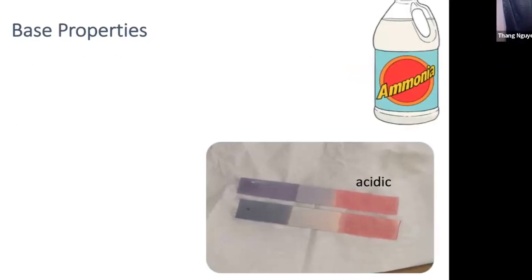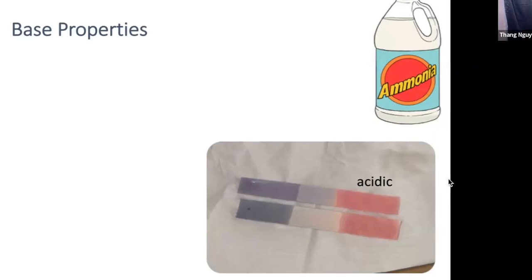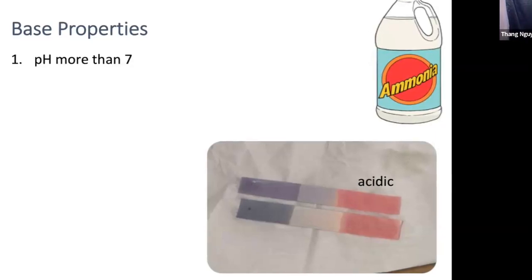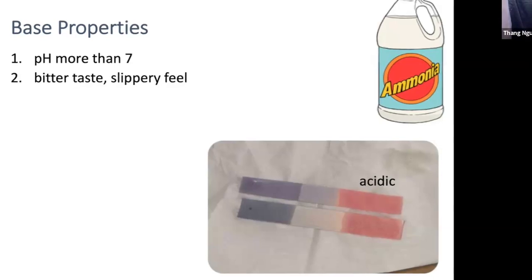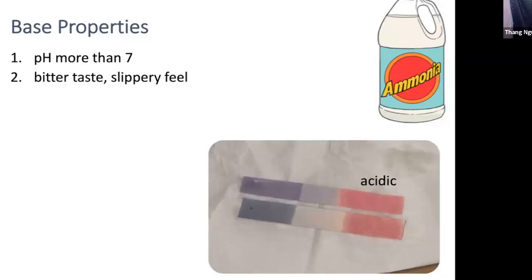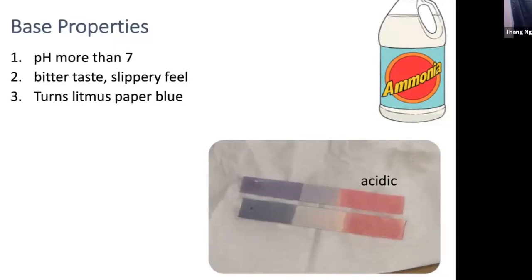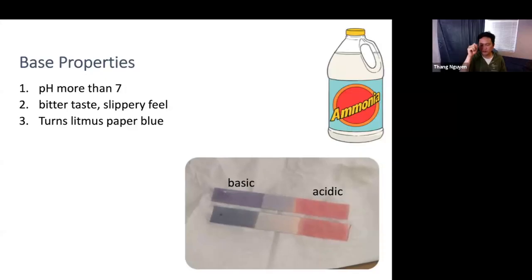Okay, now let's compare that to base. And our primary example base, like I said earlier, was ammonia. So pH is more than 7. The taste of base, not as great, so you don't put it in your food as much. So it has a bitter taste. It has even a slippery feel to the touch, and it turns litmus paper blue. If you dip red litmus paper into a solution, it would turn a blue or violet color. That would tell you, okay, I have a basic solution.